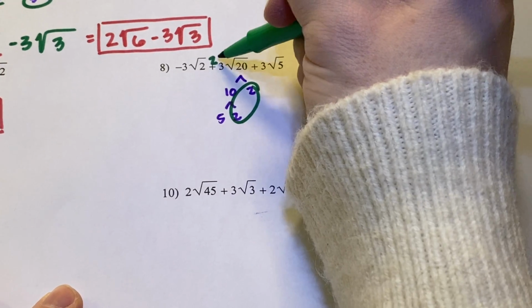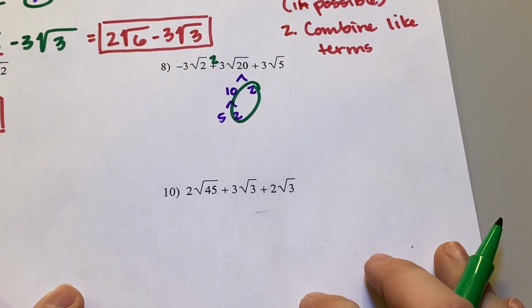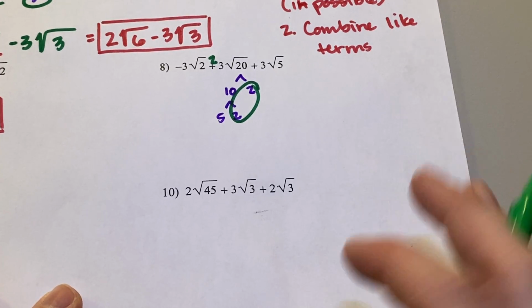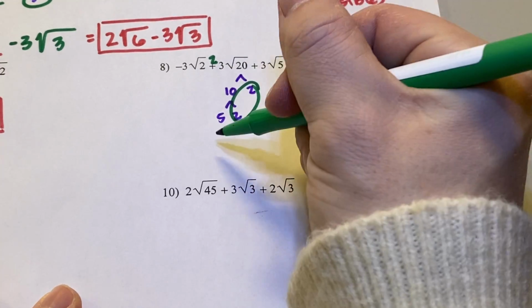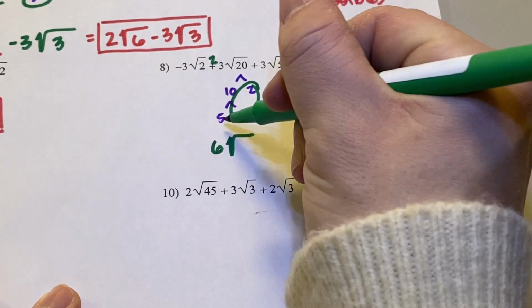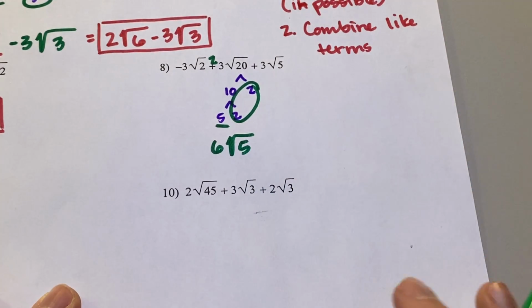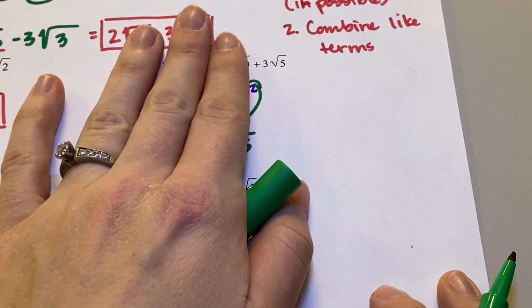What happens to this 2 that goes out front and the 3? They times. Negative 6? Ooh, not quite negative. Positive 6. So we have 6 root 5 in the middle. Okay, then my last term. Can I break down 5?